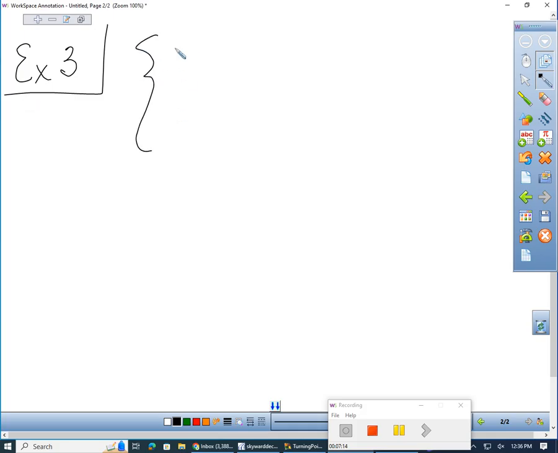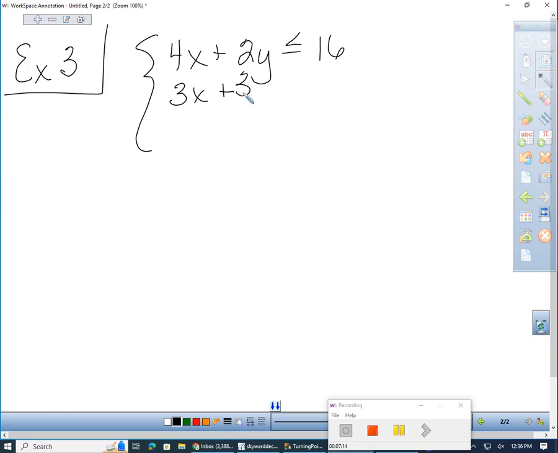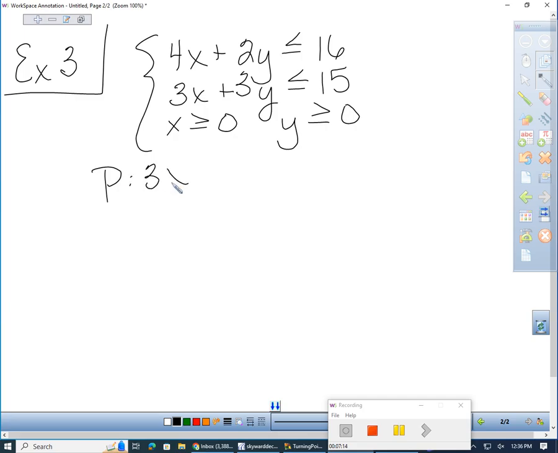Here are our constraints. Let's go with 4x plus 2y is less than or equal to 16. Let's go with 3x plus 3y is less than or equal to 15. Let's go with x is greater than or equal to 0, and y is greater than or equal to 0. And our profit equation is 3x plus 2y, and this is a maximum.